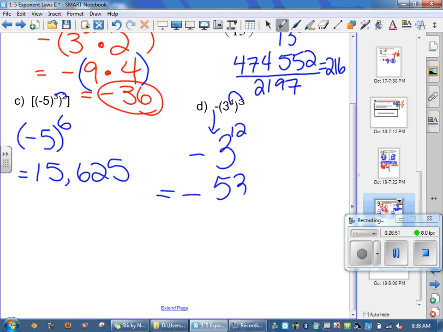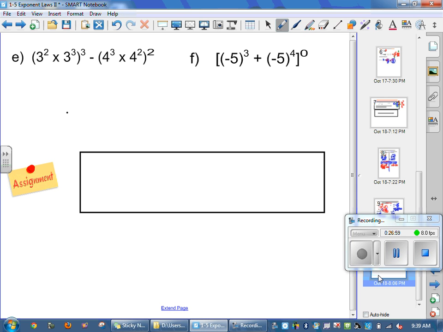Okay, let's take a look at our last two examples. If we take a look at letter E, it's got two parts, but they're separated by a subtraction sign. So by doing BEDMAS, I need to solve the brackets and solve the exponents first in exponential form. So I'm going to multiply the outside exponent into the inside exponents for both brackets to remove my brackets. So that's going to give me 3 to the 6 times 3 to the 9, which gives me 3 to the 15. Excellent. Now, I'm subtracting. On the right-hand side, I multiply my 2 in. I'm going to get 4 to the 6 times 4 to the 4, which gives me 4 exponent 10.